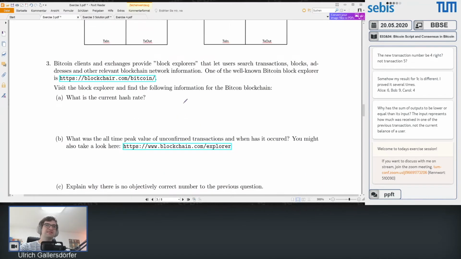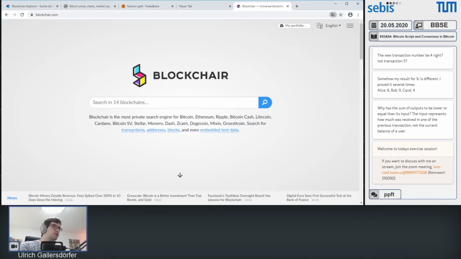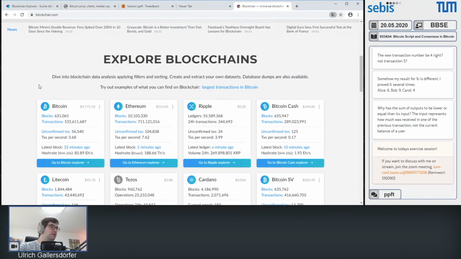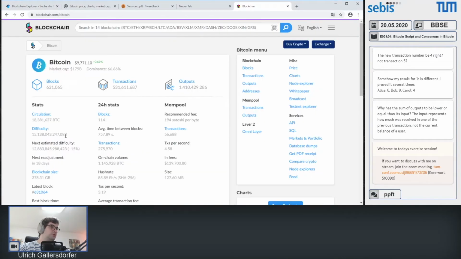I showed the solutions here, but it's not too important because we just want to see how it looks. So we want to take a look at the hash rate. We did this briefly before. We just do this in Chrome again. So we go to blockchair.com. Now you should see something. And then we take a look at the Bitcoin blockchain and see what the current hash rate is.